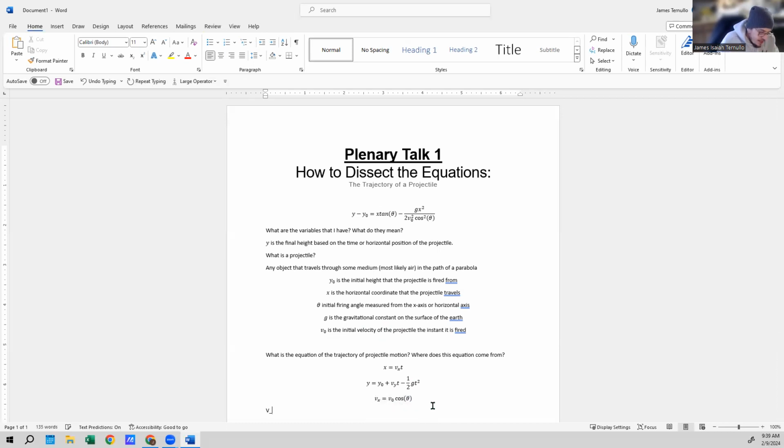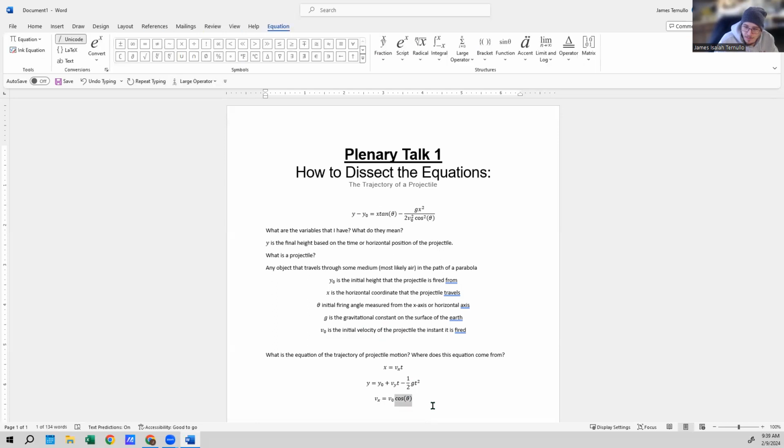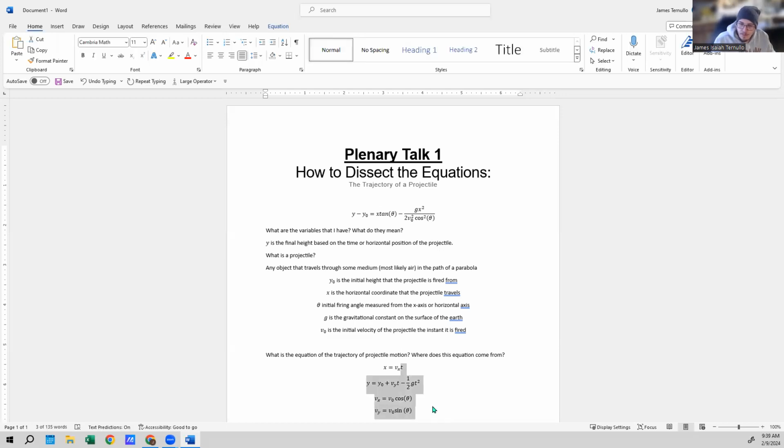So we can say the same thing, or not necessarily ask the same question, but look at the velocity in the y direction the same way. If we think of it the same way, we have some initial velocity fired at the angle theta, and so that would mean that the y component of our velocity is V naught times the sine of that angle. So where do we go from here? Because the question that we asked is, where does the equation for the trajectory of a projectile come from?